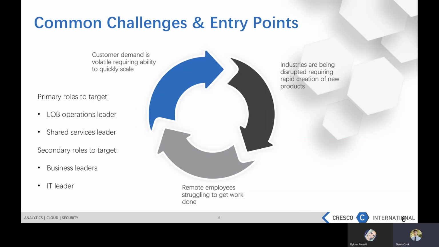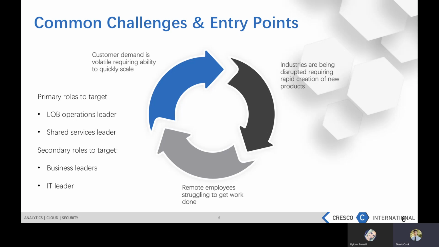Now I want to cover some common challenges and entry points. Firstly, customer demand is volatile, requiring the ability to quickly scale up or down. We're able to handle spikes in demand with straight through processing. That can enable scalable customer service by using intelligent automation. We can also use that to help employees spend time on their higher value work using RPA.